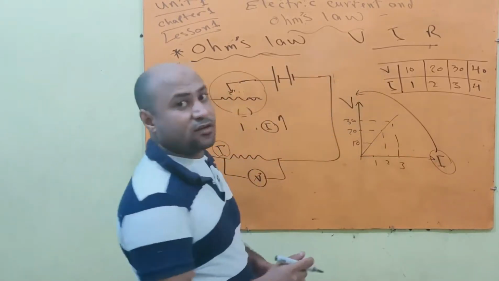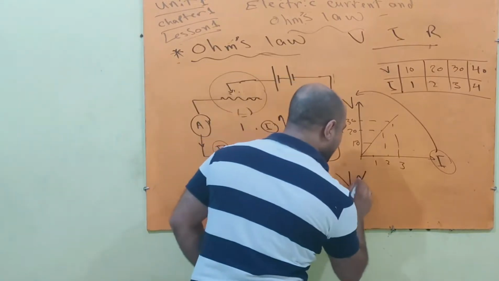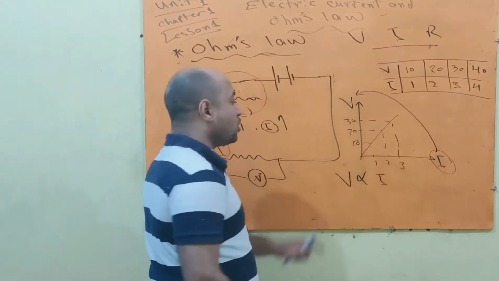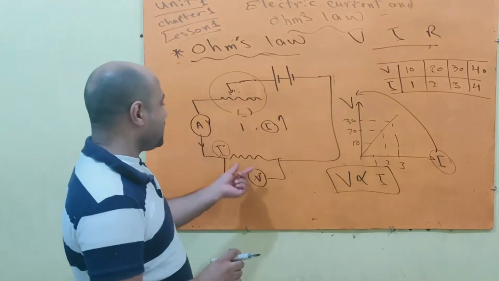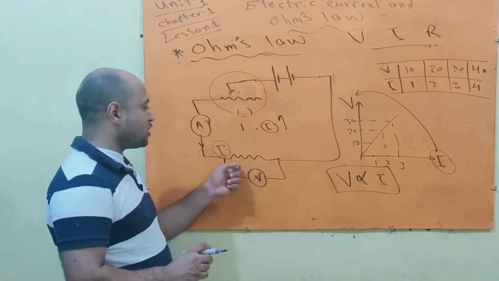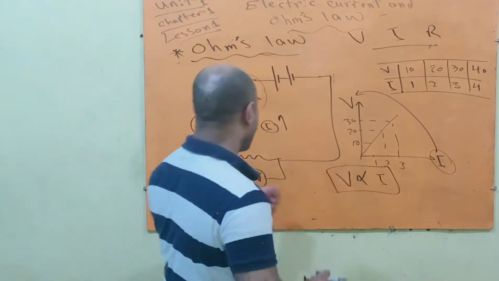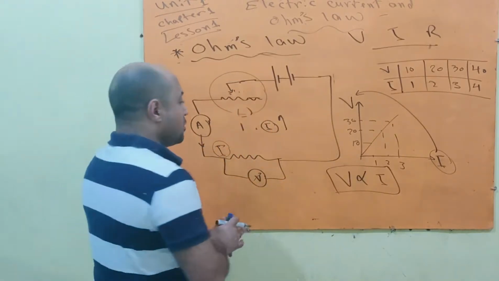This is a direct relationship. So V is directly proportional to I. This is called Ohm's law. So Ohm's law holds at constant temperature. We said if the temperature changes, R won't be constant. At constant temperature, watch out for this part.